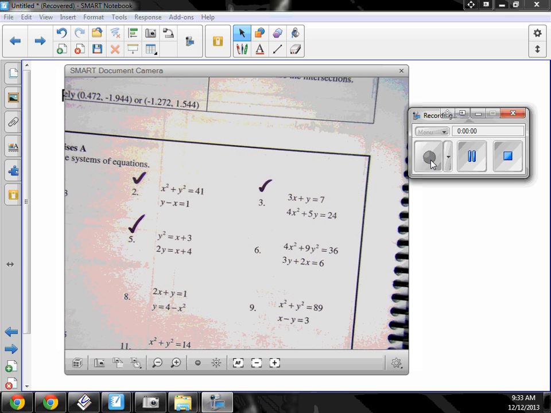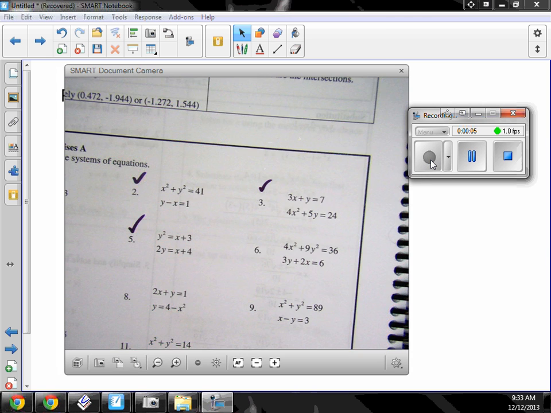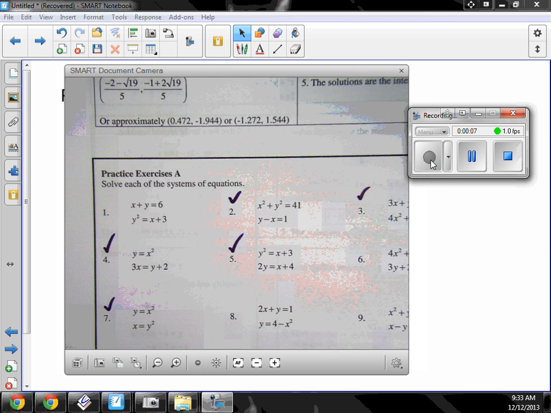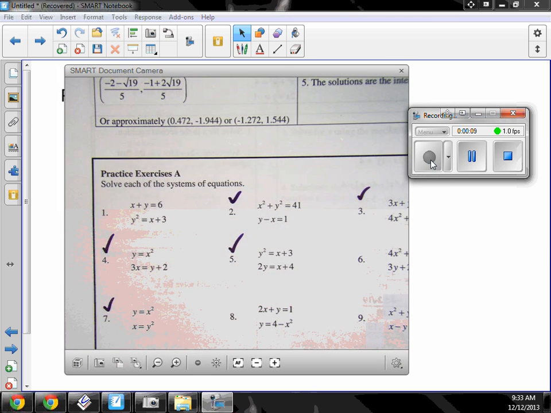On page 184, we have some nonlinear systems. So if you look at the first problem, we have the graph of a line, and this is y squared equals x plus 3. An x squared graph is a vertical parabola. A y squared graph is a horizontal parabola that opens to the right. So it's not a function because it doesn't pass the vertical line test.